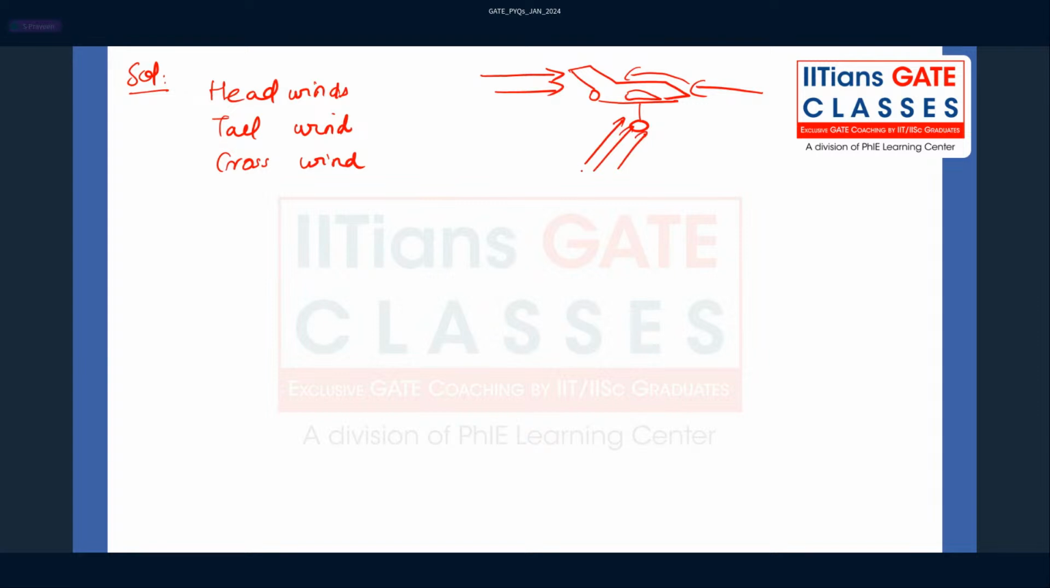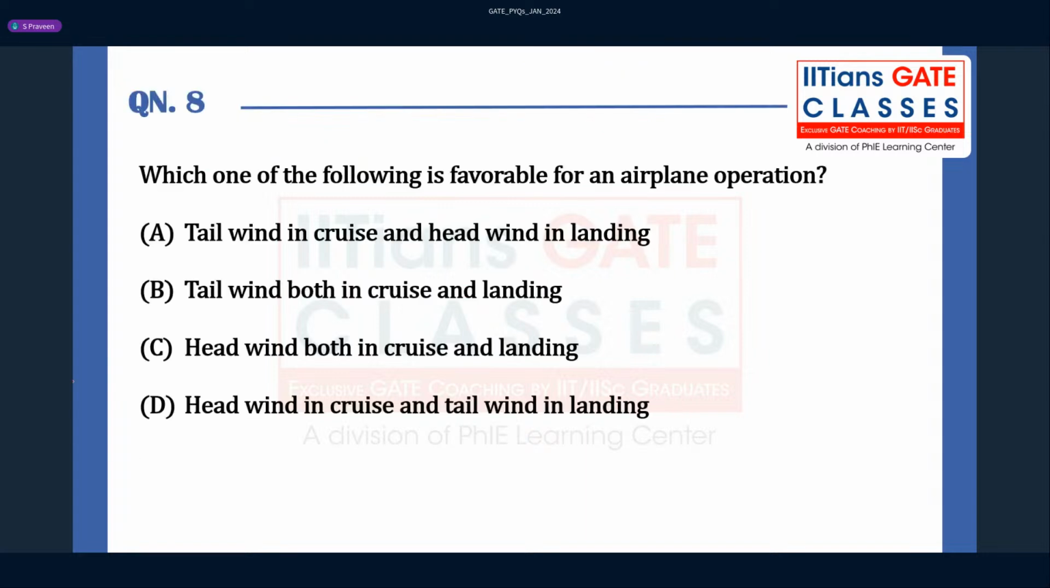Okay, so when you have a tailwind at, let's say, some cruise flight, this tailwind will increase your effective velocity, right? It tries to push you, which means you will fly at a much higher speed, which means you can cover the same distance within a shorter span of time, right? So that is basically the effect of tailwind. So we need a tailwind in cruise, right? That's one thing. So tailwind is needed in cruise. So underline this.